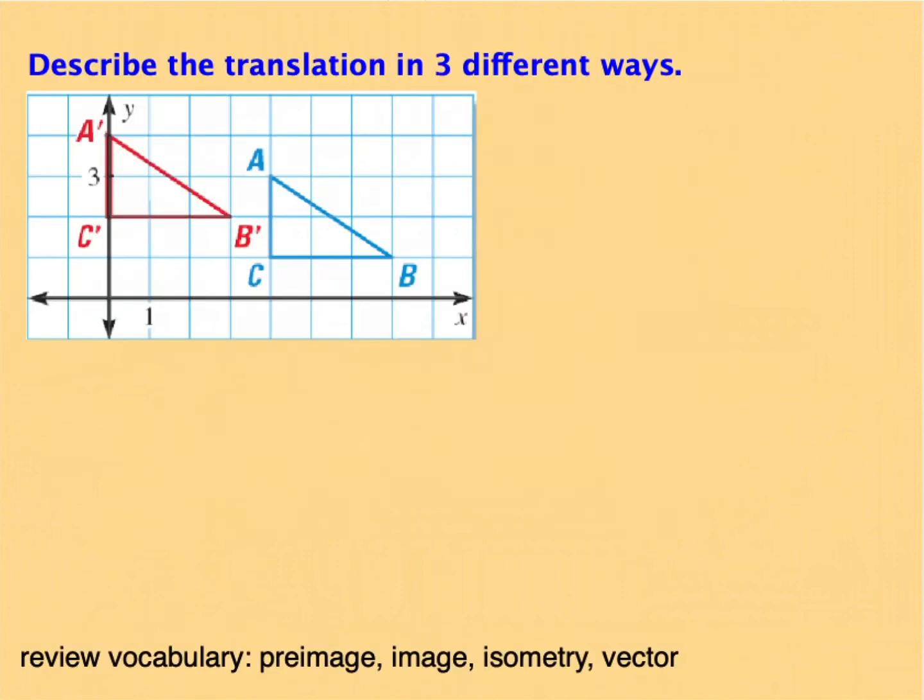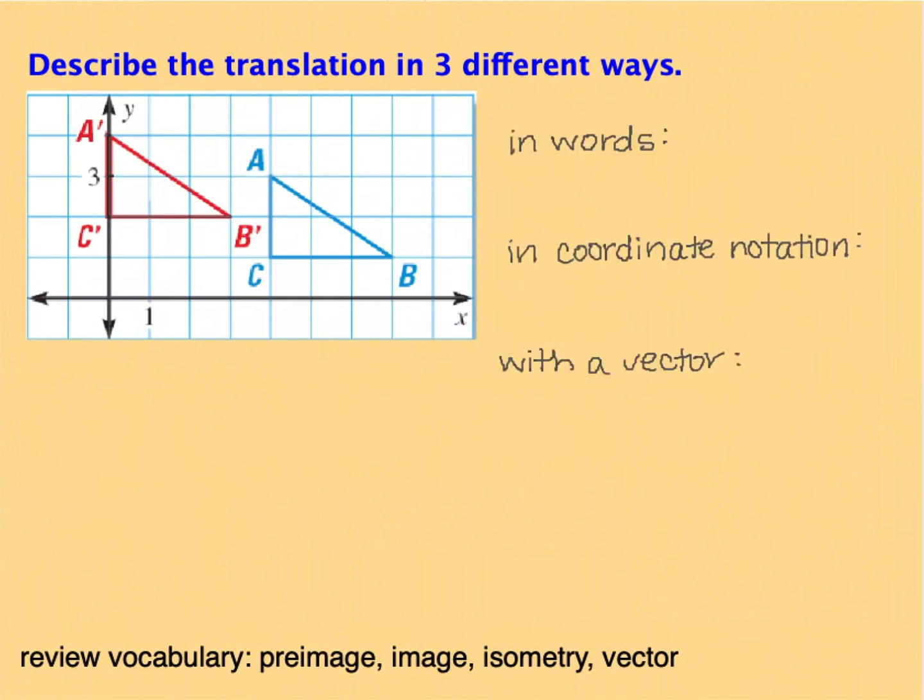So just a little review here. We want to describe this translation in 3 different ways. And with all 3 types of descriptions, you're going to want to identify which one was the pre-image and which one is the new image. On this one, I can tell that ABC here is the pre-image. It has the original ABC, and that helps me see that the translation went sort of in this direction. That little arrow is actually the vector.